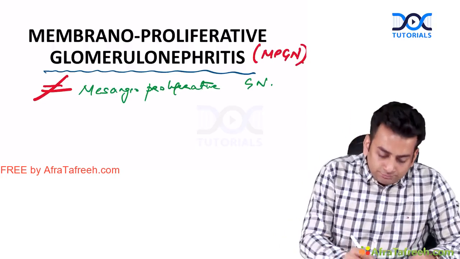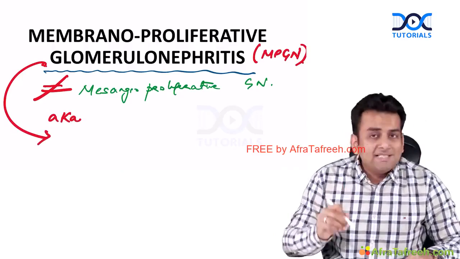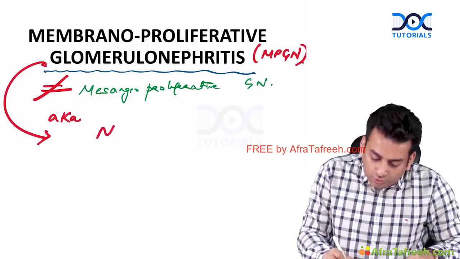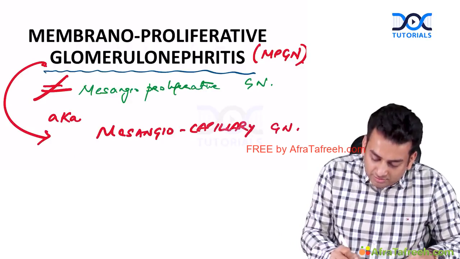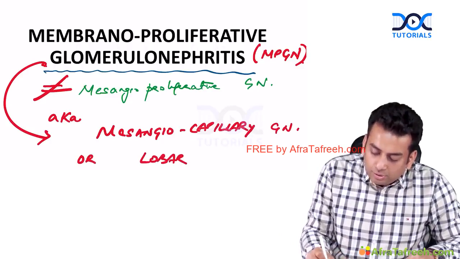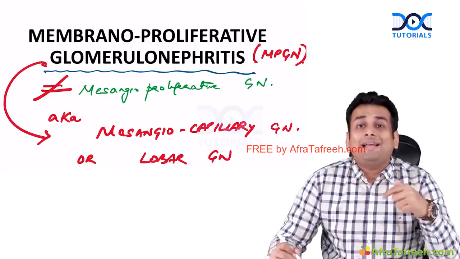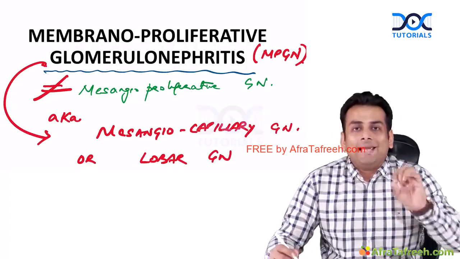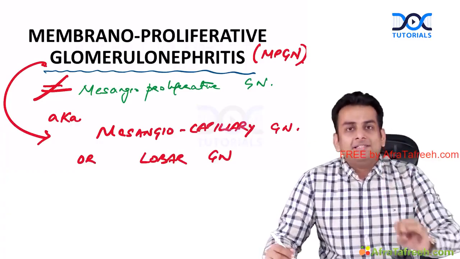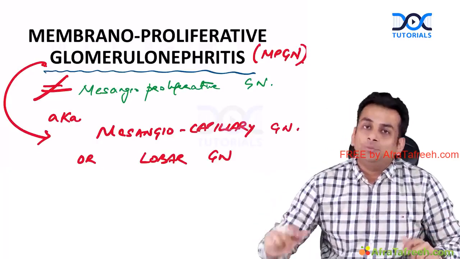So membranoproliferative is also known as what? If it is not mesangial-proliferative, then what? It is also known as mesangiocapillary glomerulonephritis or lobar glomerulonephritis. Very important. So it is mesangiocapillary glomerulonephritis or lobar. So you have understood that MPGN is equal to lobar is equal to mesangiocapillary glomerulonephritis, which is not equal to mesangial-proliferative. I hope I am absolutely clear.